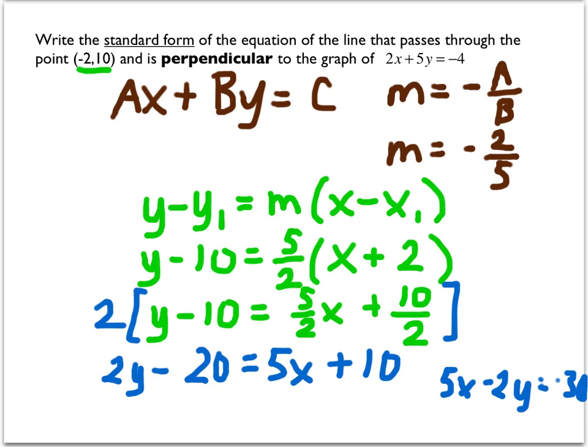You can double check that. Ran out of room there a bit. But that's my standard form equation. So a number of steps on those. That's what makes those a little bit tricky.